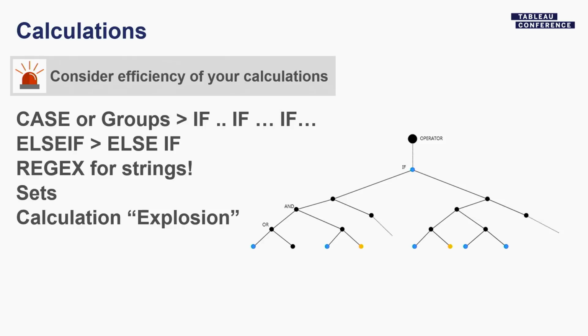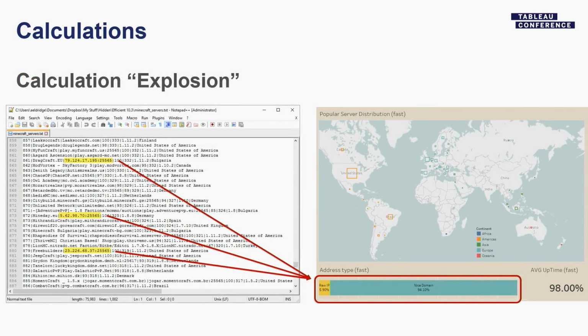And be aware of the phenomenon of calculation explosion, where the same expression is reused over and over and over again in a recursive fashion. This can cause some dramatic inefficiencies. To illustrate this, here's a little example. The data set behind this was only 1,000 rows of text, a CSV file of 1,000 rows of Minecraft data. And the evaluation was to look at the proportion of entries in that data that had a friendly domain name versus an IP address. So however many, 5% nice domain names versus 95% IP addresses.